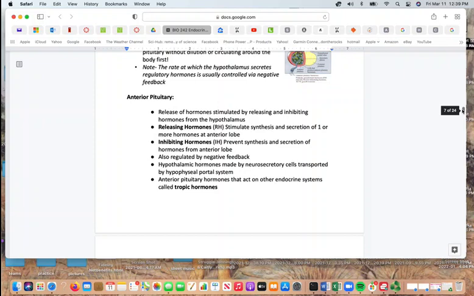These will be regulated by negative feedback loops. So the hypothalamic hormones made by neurosecretory cells get transported by the hypophyseal portal system. So these anterior pituitary hormones that end up acting on another endocrine gland are called tropic hormones. So when you see tropic hormone in the name, that's a hint to you that it's going to act on another endocrine gland.